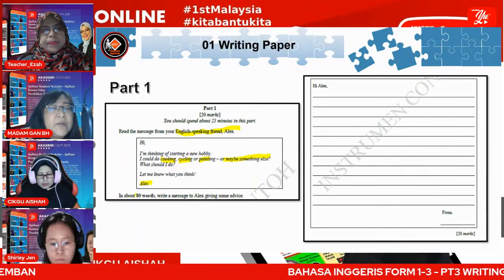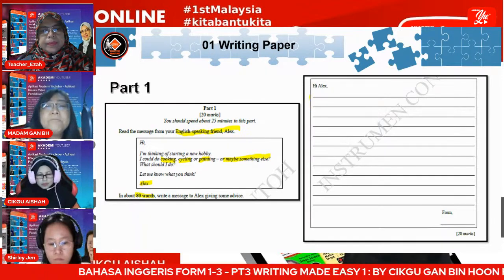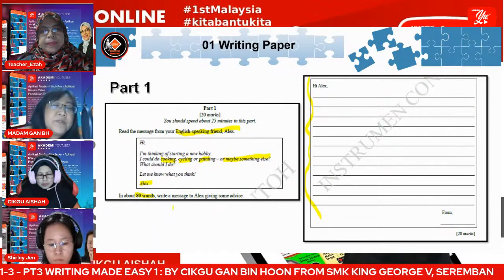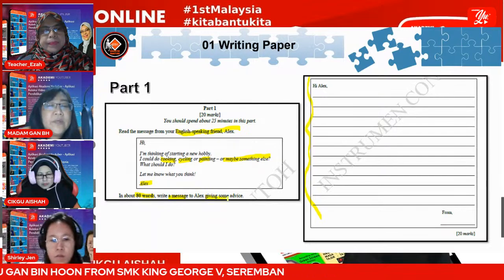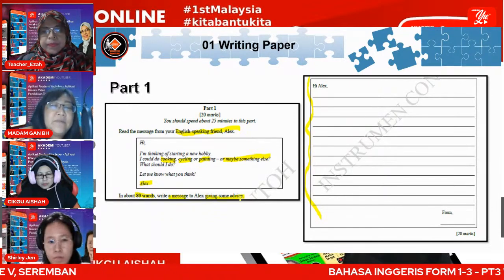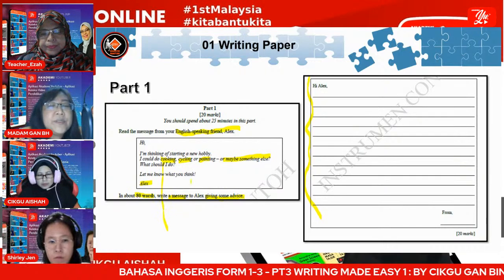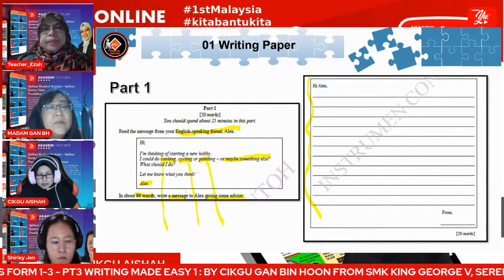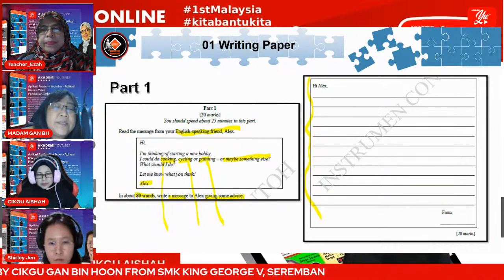So remember, you have to write about 80 words. You shouldn't write longer because this is the only space given for your answer. Okay, so you have to write a message to Alex giving some advice. So remember, you're giving advice. So when you give advice, definitely you have to give your reason for the advice. Okay, so for part 1, definitely there will be 3 choices: cooking, cycling, or painting. So you cannot run away from choosing one. Okay, you have to choose one only.